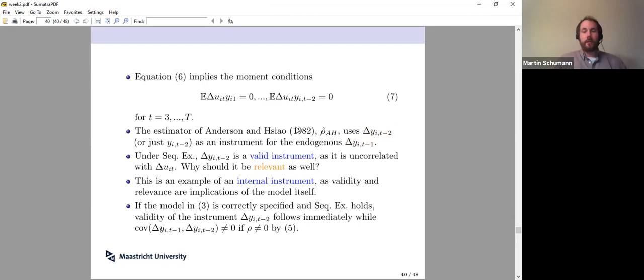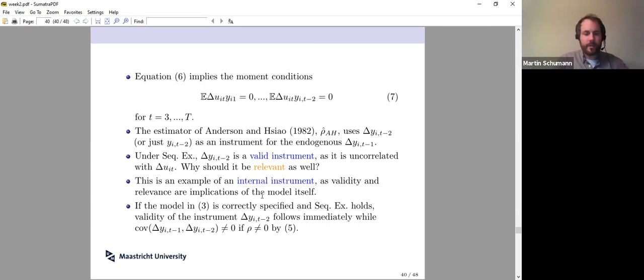Now we have already checked that this is a valid instrument. It's uncorrelated with the model error, with Δu_it. But why is it actually relevant? Well, the relevance, that's the magic here of the dynamic model. The relevance follows immediately whenever we say that our model is correctly specified. Because of our model, we can get internal instruments.